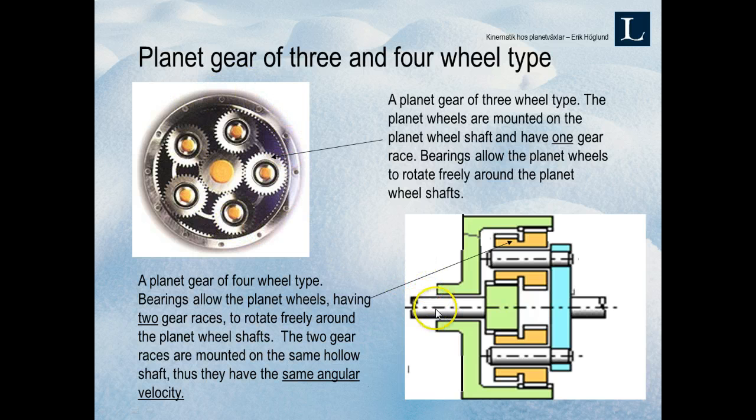Now if you compare to this, here you also have an internal sun wheel and an external sun wheel. But if you look at the planetary wheel, you see that it has two gear races. One is here, the other one is here. So that means that you have 1, 2, 3, 4 gear races. So this is a 4-wheel type planetary gear.